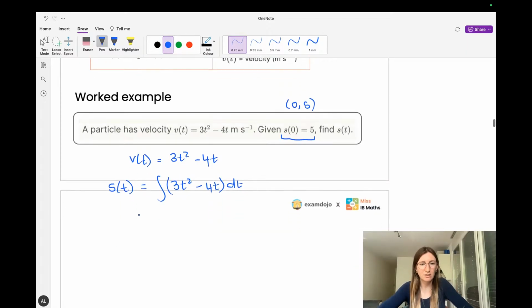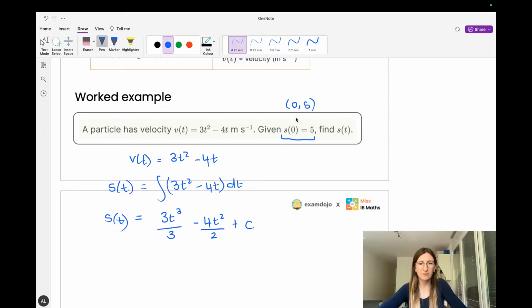So let's integrate. So we're going to have 3t, add 1 to the power and divide by the new power, minus 4t, add 1 to the power and divide by the new power. Just used to doing that from definite integrals. And don't forget a plus c. There we go. So that is my s of t, but it's not complete because I need to know what c is. So this is where this comes in.